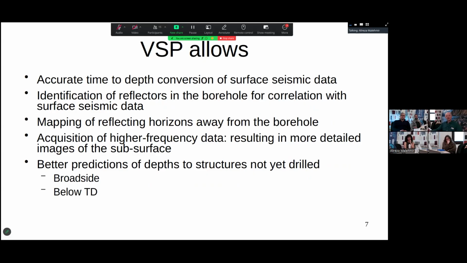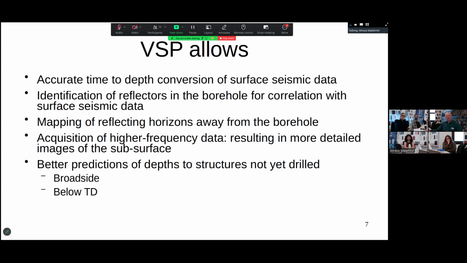So if we do a VSP survey, a very important point of it is we are measuring the travel time directly from the surface to the receiver location. So this gives us an accurate vertical velocity function and allows time to depth conversion of surface seismic data. And I'll show you an example later on where this turned out to be quite important. We can identify reflectors in the borehole for correlation with surface seismic data. We can map reflection horizons away from the borehole.